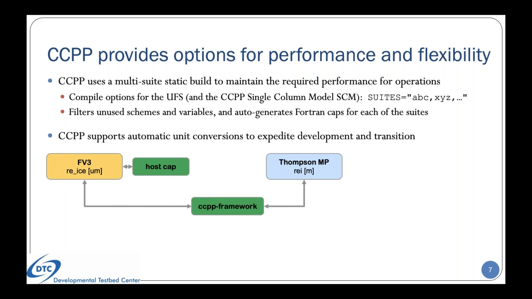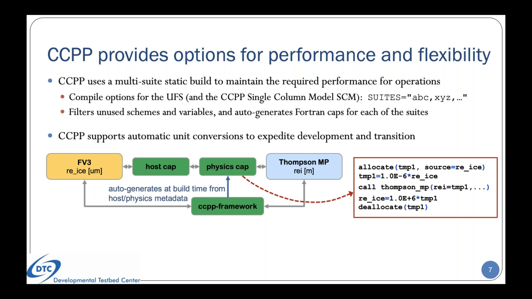On the other hand, to support the flexibility that users want to have, we have implemented automated unit conversions to expedite development and transition. So here's a real world example. FV3 specifies cloud effective radii in micrometer. Thompson microphysics wants them in meter. And the CCPP framework knows about the difference at compile time from the metadata tables. So when it comes to writing those physics caps, the framework injects the appropriate code to scale these arrays before entering Thompson microphysics and then scales it back when returning from Thompson microphysics.